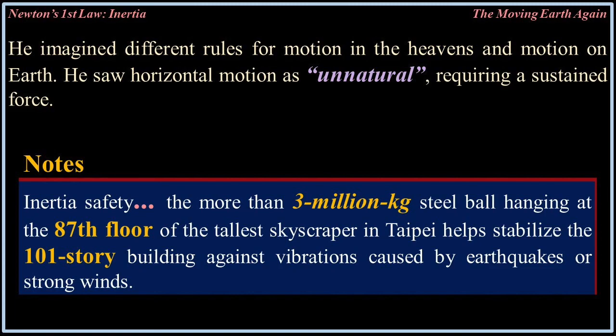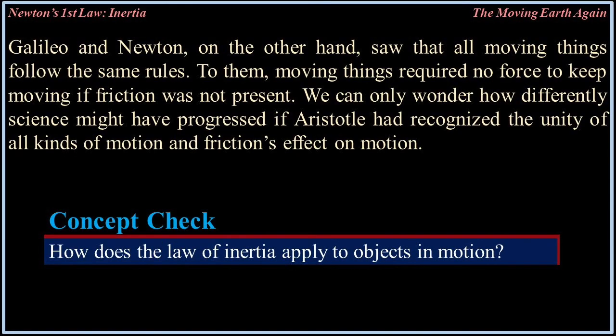Notes: inertia safety. The more than 3 million kilogram steel ball hanging at the 87th floor of the tallest skyscraper in Taipei helps stabilize the 101-story building against vibration caused by earthquakes or strong winds.